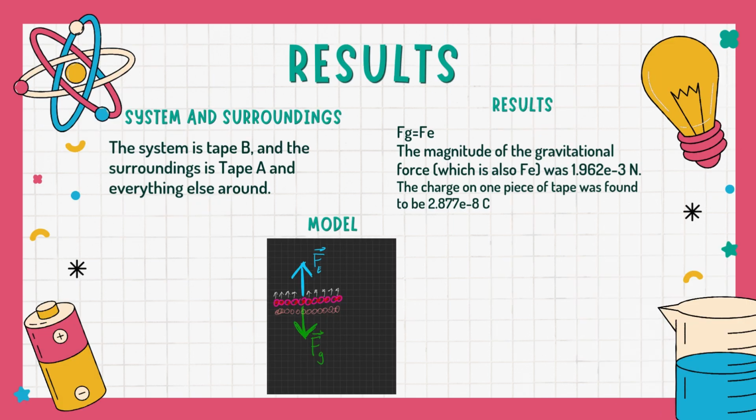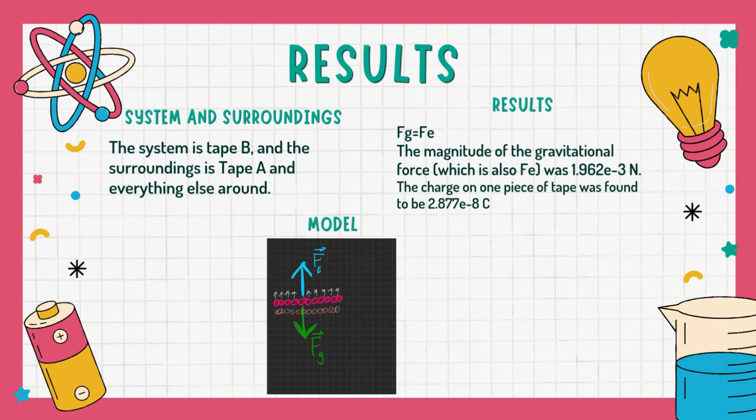Some results. So the system and the surroundings. The system would be tape B, and the surroundings would be tape A, and also everything else around. For the results, we have to remember that the force of gravity is equal to the electric force. That comes in handy later. We found that the magnitude of the gravitational force, which is also Fe, was 1.962 e to the negative 3 newtons, and that the charge on one piece of tape was found to be 2.877 e to the negative 8 coulombs.